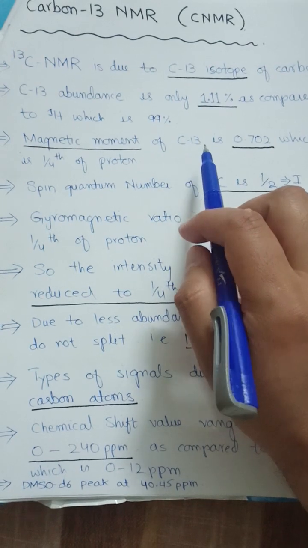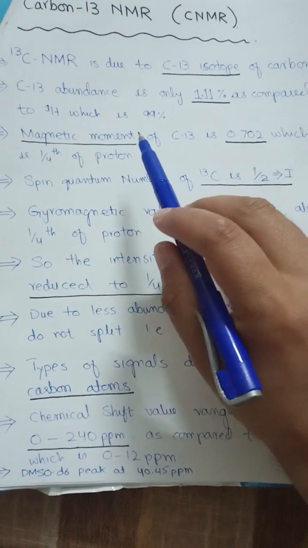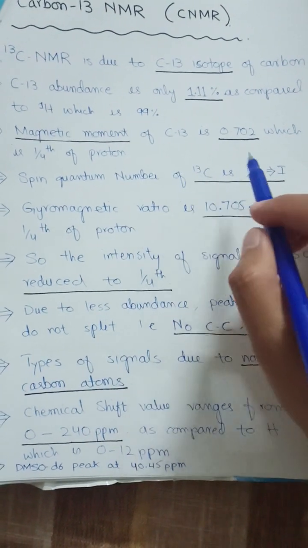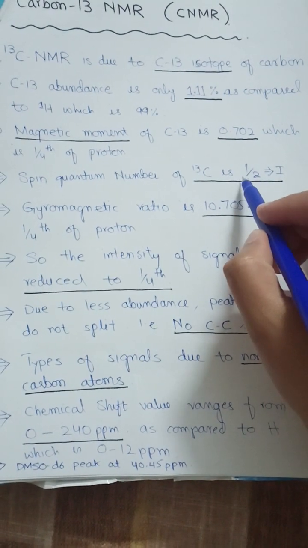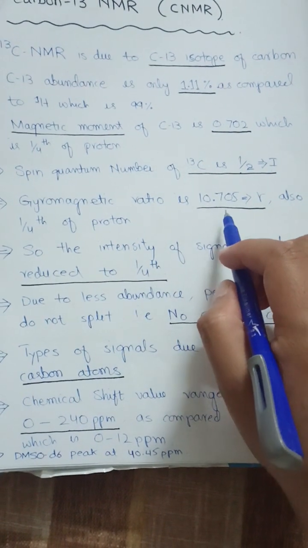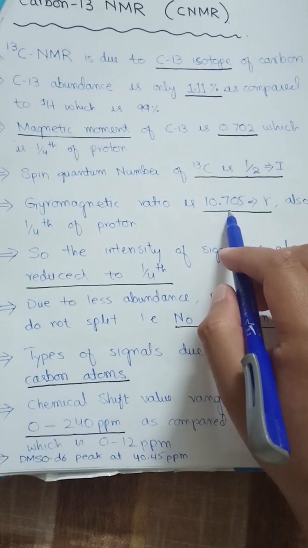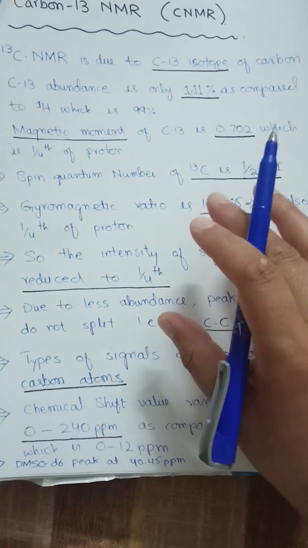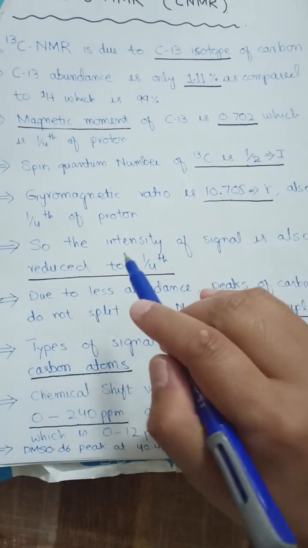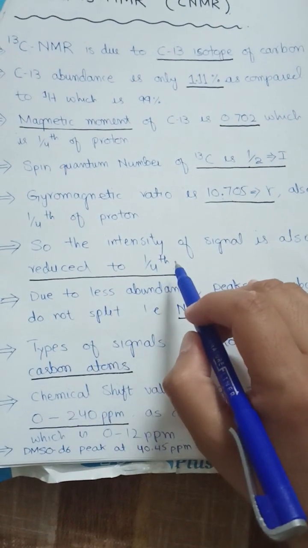The magnetic moment of carbon 13 is only 0.702, which is 1 by 4 times less than the proton. The spin quantum number of carbon 13, that is I, is equal to 1 by 2, and the gyromagnetic ratio is 10.705. It is also 1 by 4 times less than the proton. So according to this, the intensity of carbon 13 will be very low. The intensity of the signal is reduced to 1 by 4th of the proton NMR.